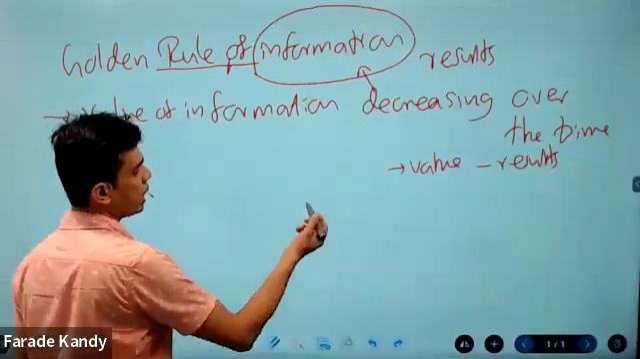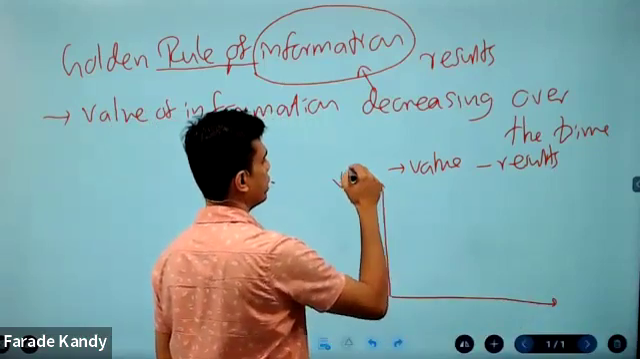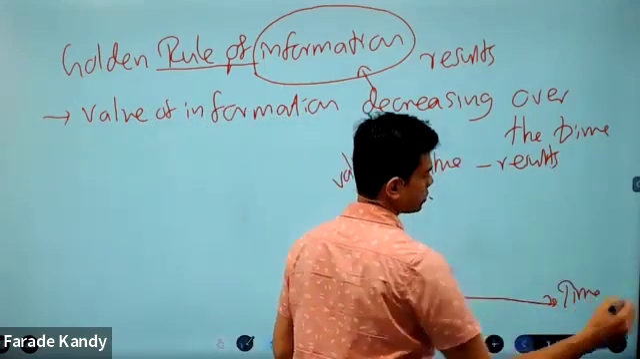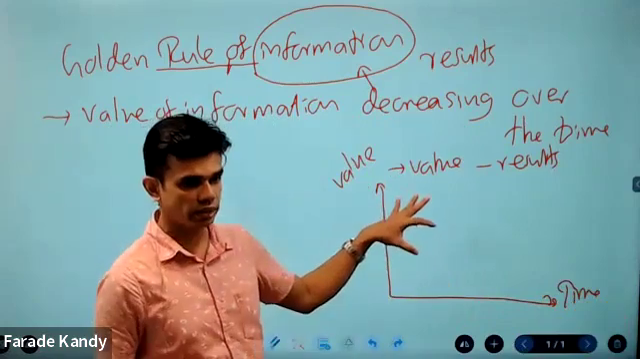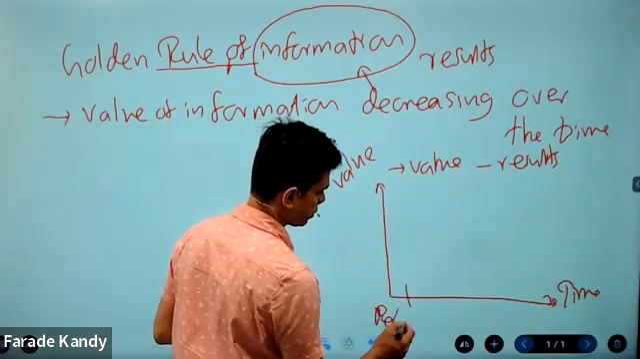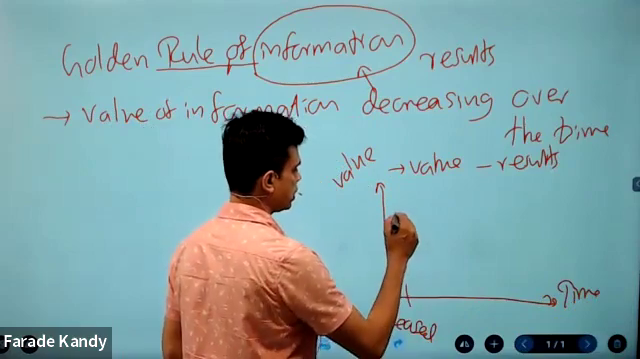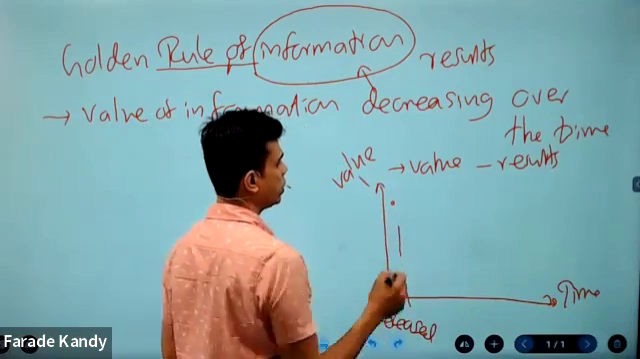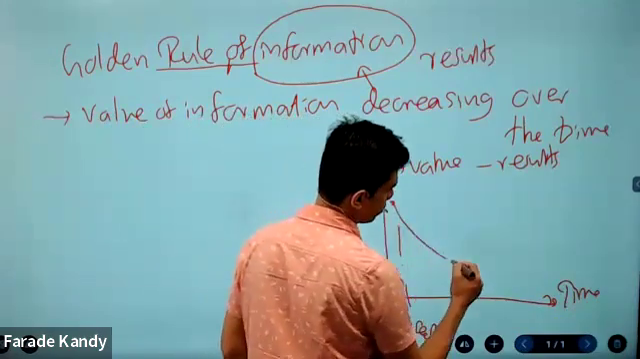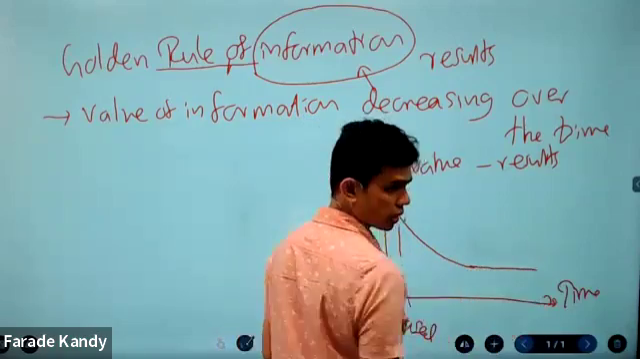So we can plot that in a graph. If you put the value on this axis and the time on this axis, at what time would the value be higher? The place where the information has been released. At that time, the information has the highest value. And over time, that value is reducing, and the rule is that at a certain point, the value becomes constant.